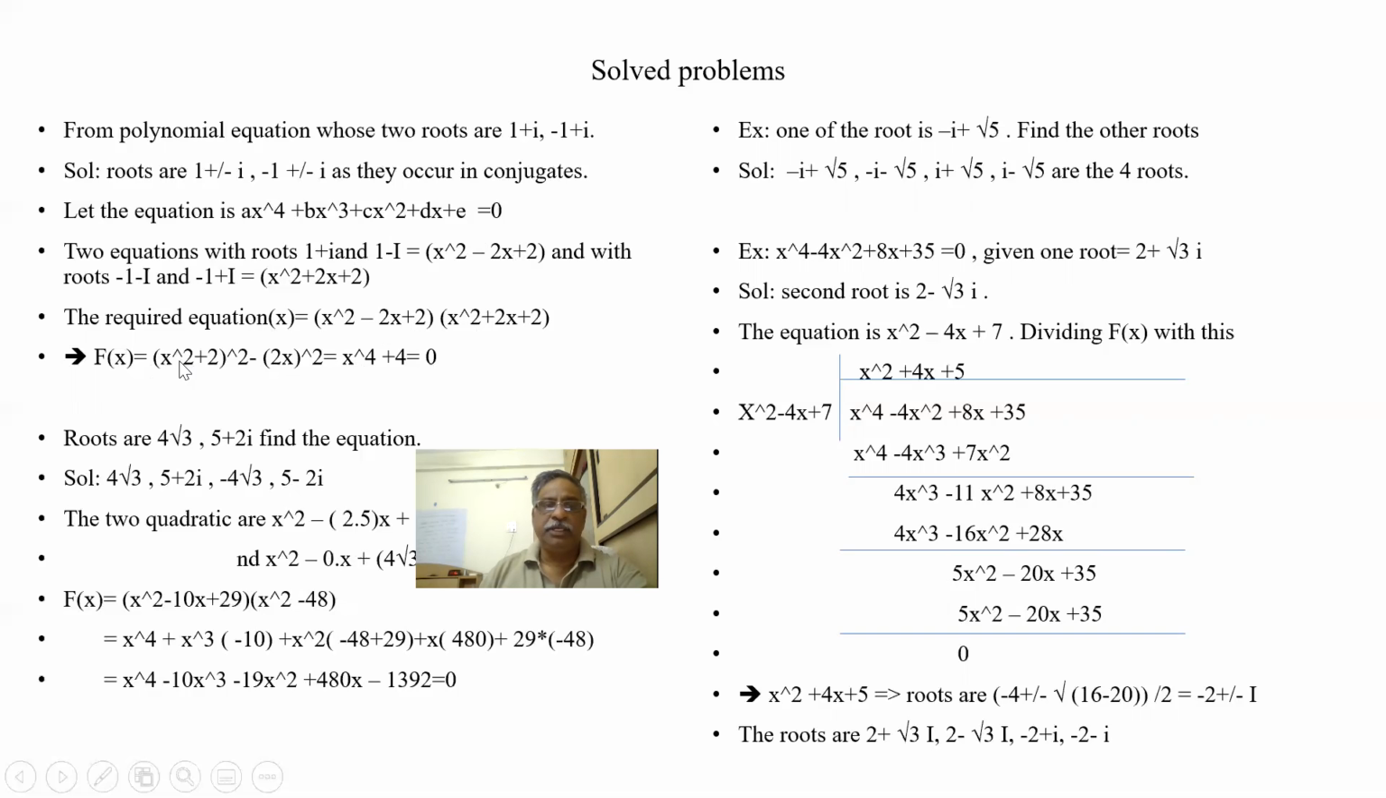This can be written as x square plus 2 whole square, that is x square plus 2 plus 2x minus 2x, a plus b into a minus b, a plus b whole square minus b square, a square minus b square.